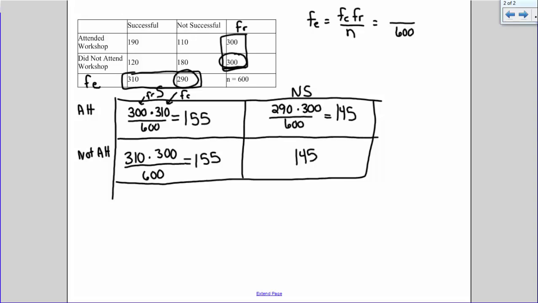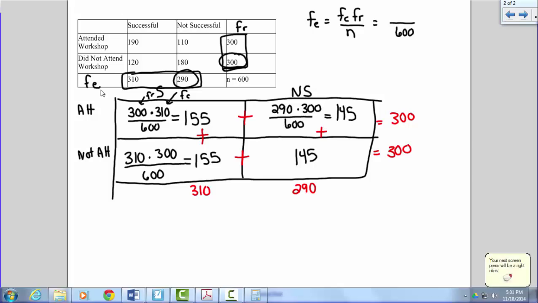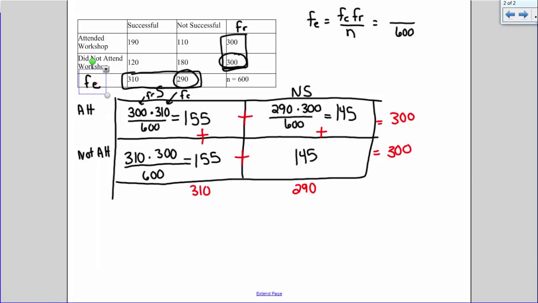To double check your work, you could add these two together and you get 300. You could add these two together and you get 300. You can add these two together and you get 310. Add these two together and you get 290. So your marginal frequencies, your frequency rows and your frequency columns should be the same. And this looks like FE. It's not. It's FC, just to be clear.